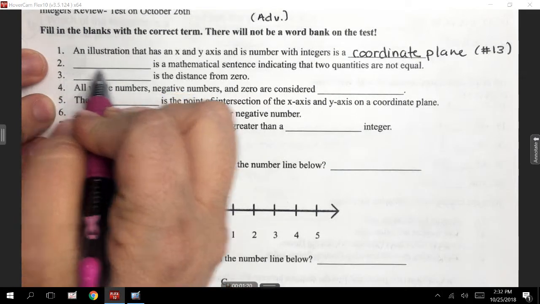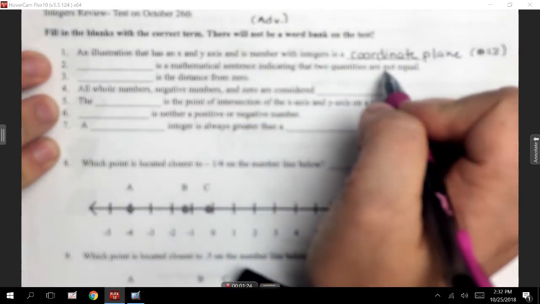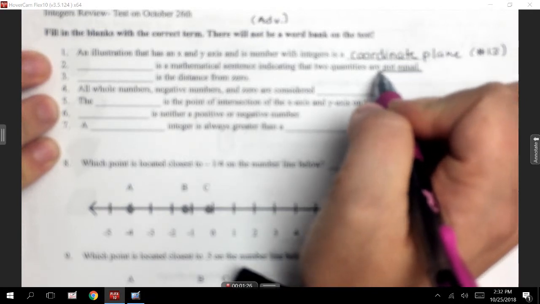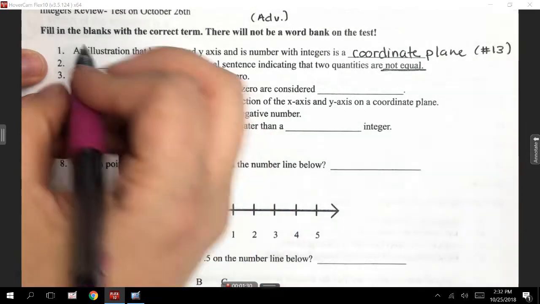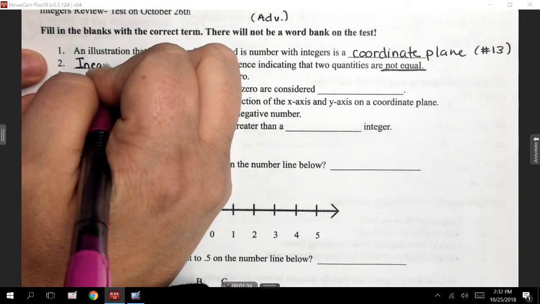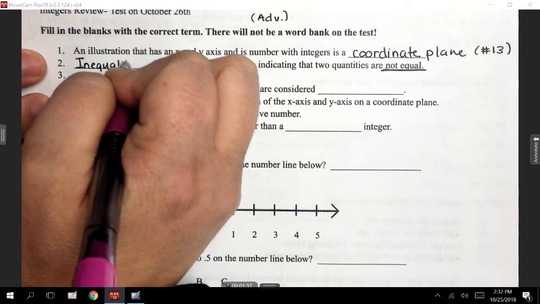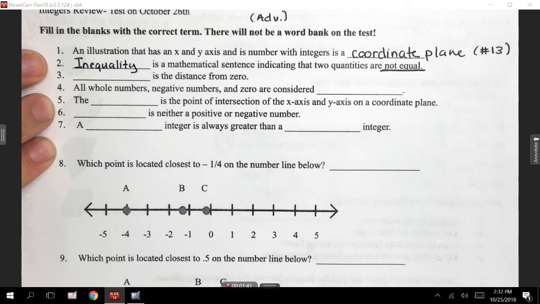Number 2, blank is a mathematical sentence indicating that two quantities are not equal, which insinuates that we're comparing something. All right? This is going to be called an inequality. This one has given a lot of people some trouble because the way we worded it in our notes wasn't the exact same. All right?